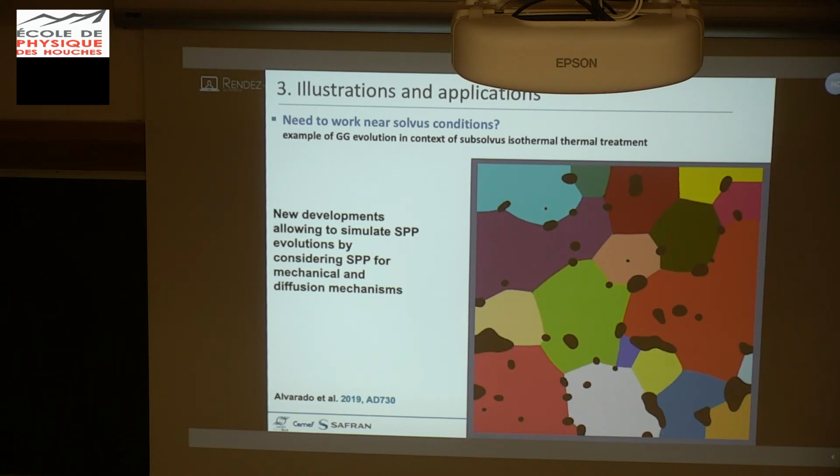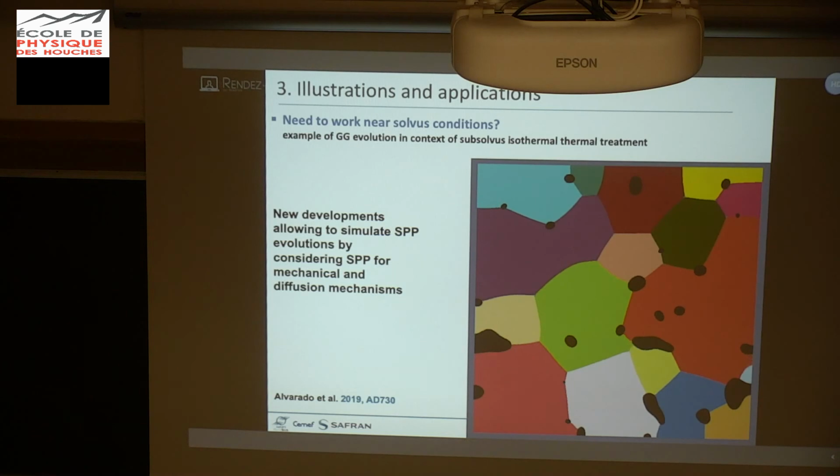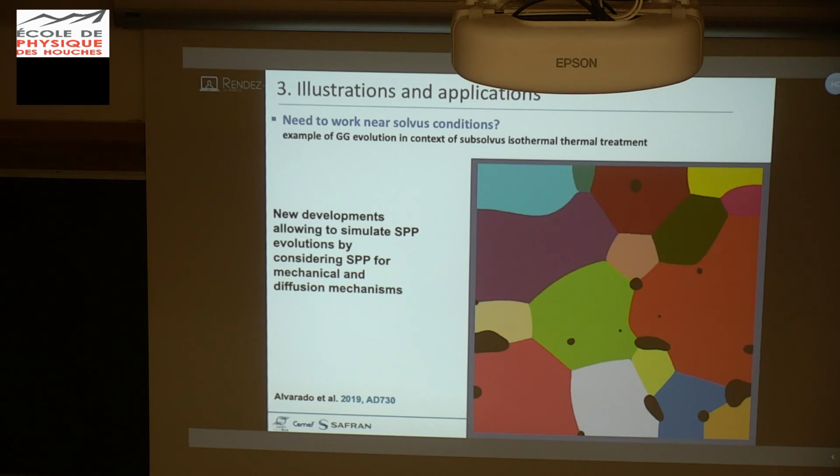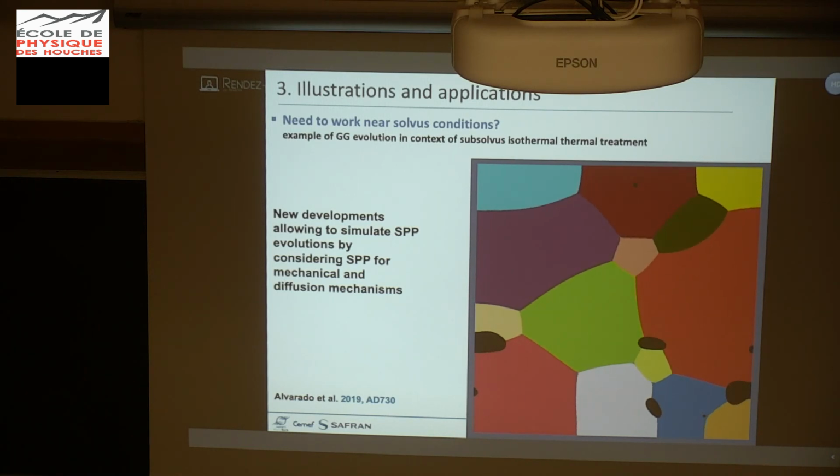And you can see some recent simulation realized by one of our PhD students, Karen Alvarado, where you can see in black the second phase particles, which evolved due to an increase of the temperature during the thermal treatment near solvus evolution. And you can see at the beginning some pinned grain interfaces, which begin to evolve due to the disappearance of second phase particles in black.